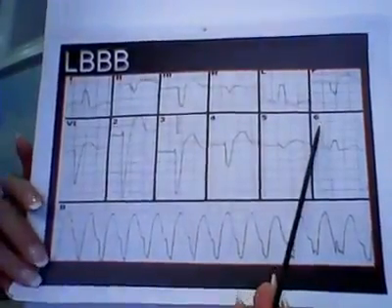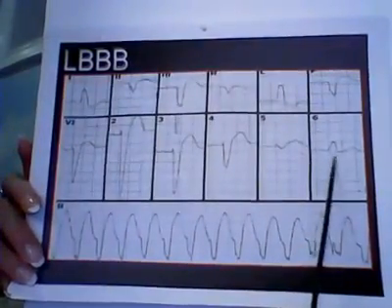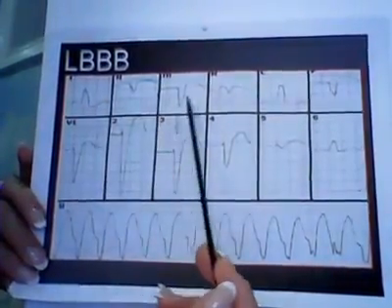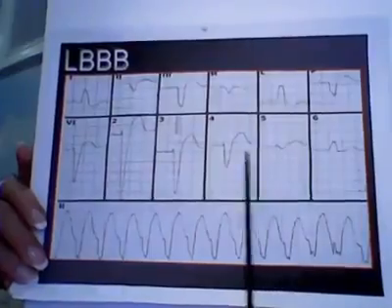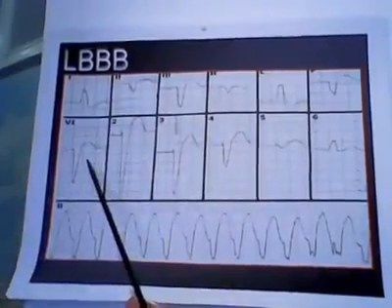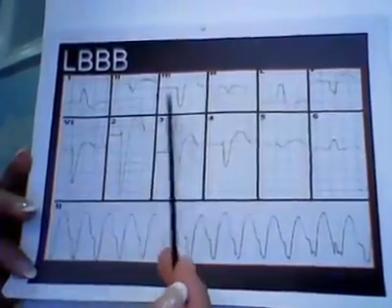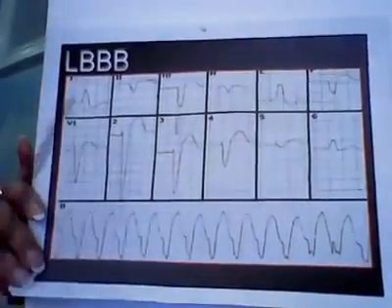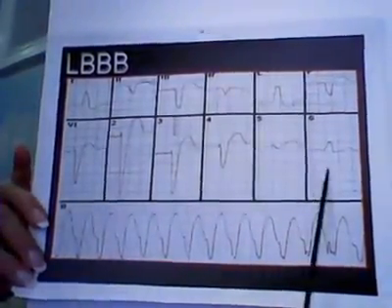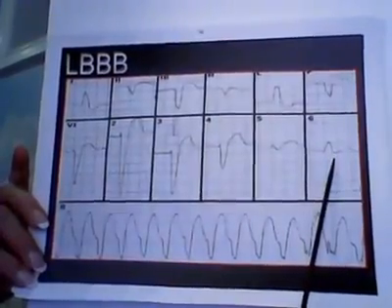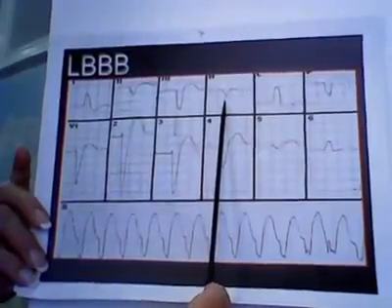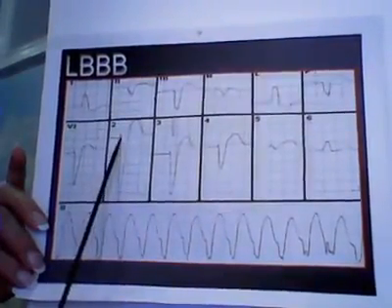Look at V6. We're going up in V6, so it cannot be VTAC. All my complexes are wide, which is what you would see with VTAC, but you also see wide complexes whenever you have a left bundle branch block. So all my complexes are wide. I'm up in V6 the way I'm supposed to be. I'm down in AVR the way I'm supposed to be. And I have a very narrow R wave.